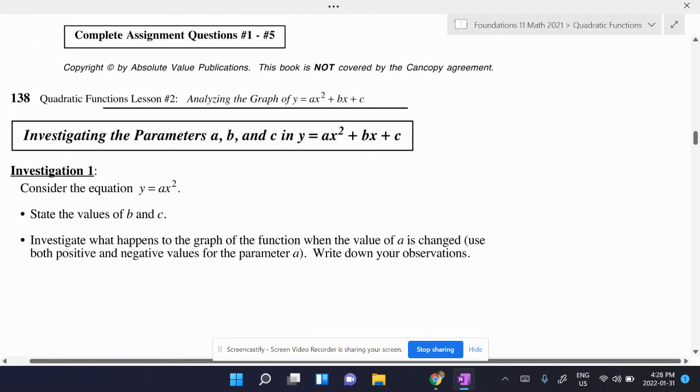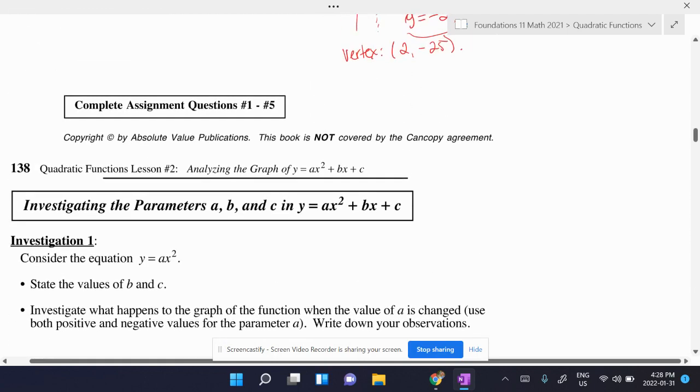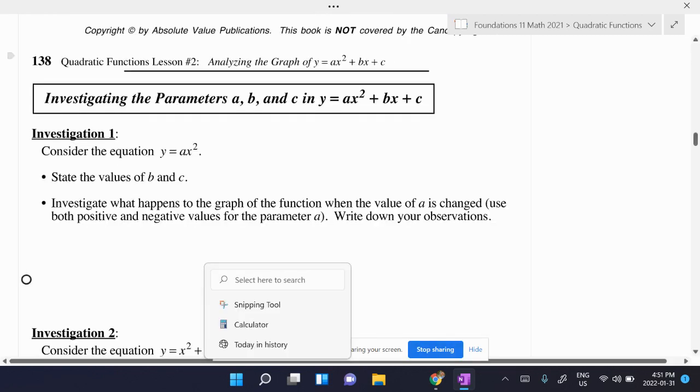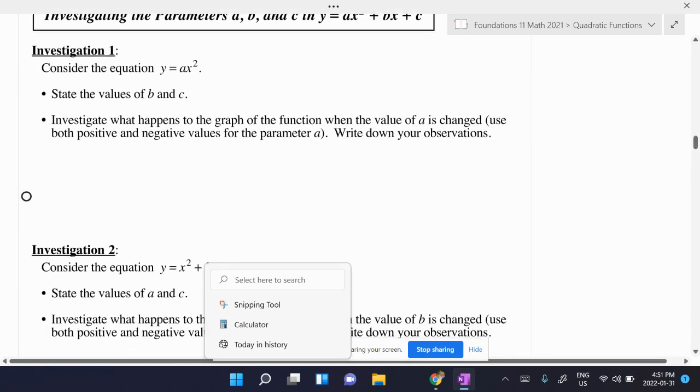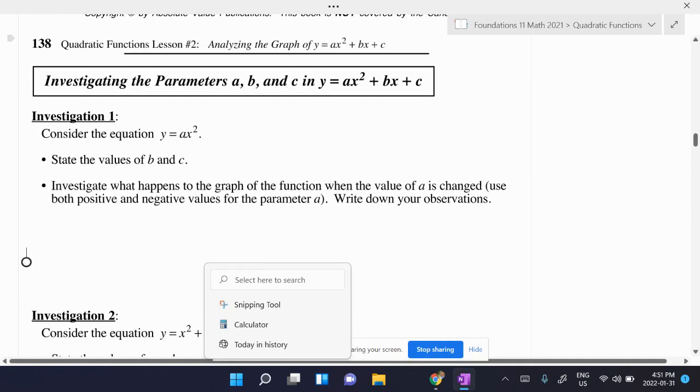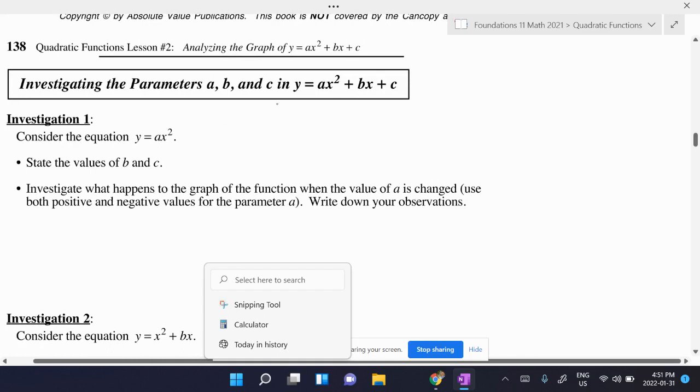Now you can go on and do numbers 1 to 5. Okay, here we go, part 2. Now that you've done numbers 1 through 5 in your book, let's look at what all of these things mean, a, b, and c, inside of this graph and what they do to our graph.